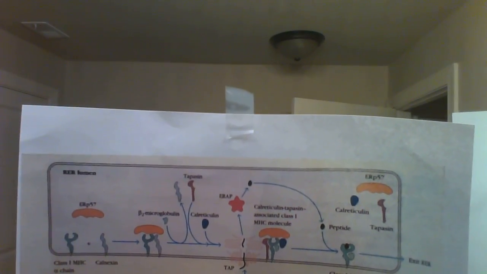Here, you'll see our first chaperone I would like to talk about, calnexin. Calnexin is a chaperone that is going to associate with the free class 1 alpha chain, and it's also going to be associated with this protein ERP57, and it's going to promote the folding of that alpha chain. Then you're going to have your beta 2 microglobulin that's going to come in and bind to the alpha chain.